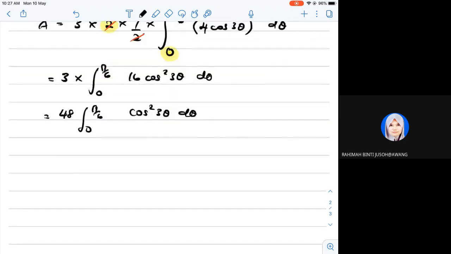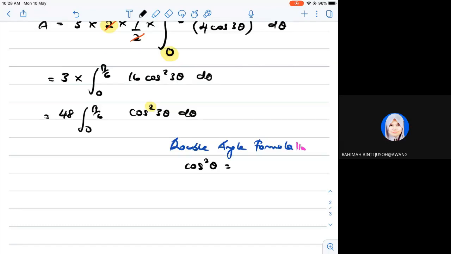Okay, right now guys, we need to use the double angle formula. We need to use the double angle formula when we have this squared function, because we cannot simply integrate this term. So we need to substitute this term by using the double angle formula of trigonometric function lah. Okay, so we use double angle formula.